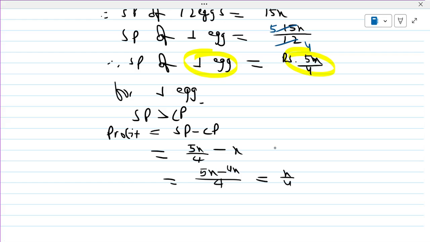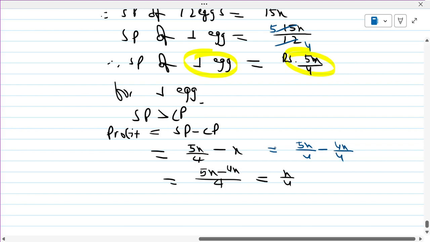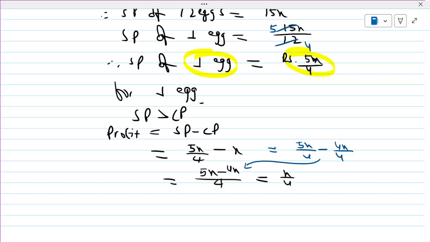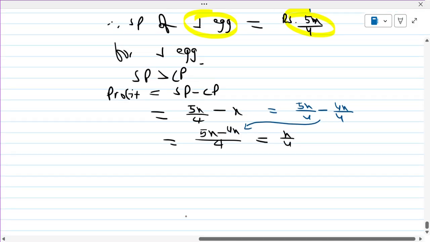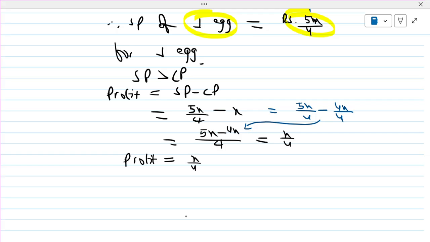Or you may go another way. For 5x by 4, the denominator is 4, so let's make the denominator of x also 4 by multiplying by 4 by 4. So 4x by 4, and we see the denominator is the same, so 5x minus 4x, or you can do that directly. Okay, so profit we have found, x by 4, and now we can find profit percentage.